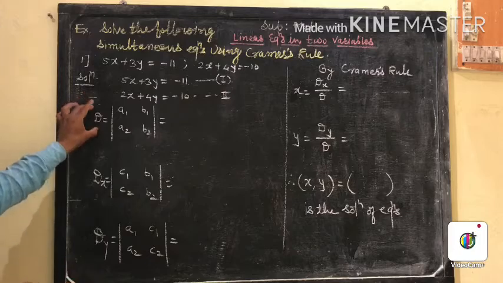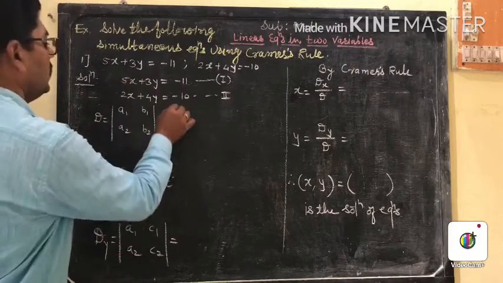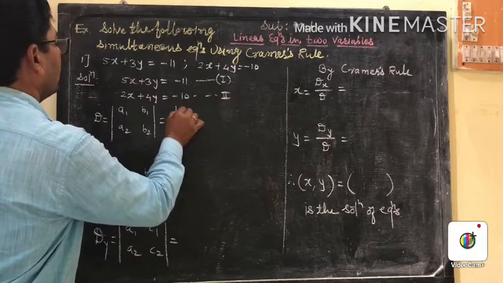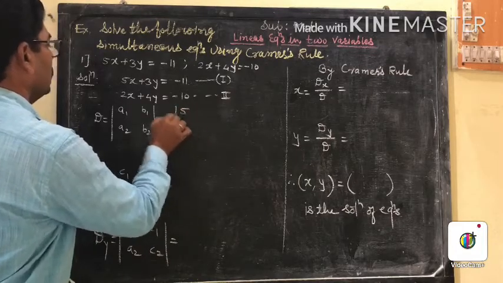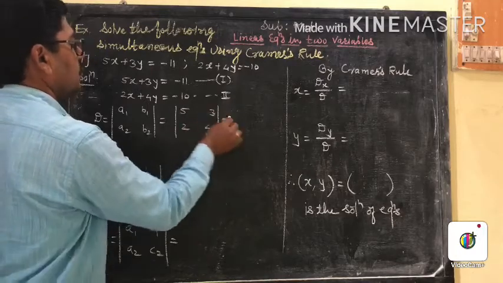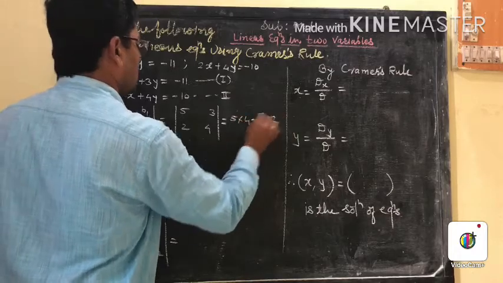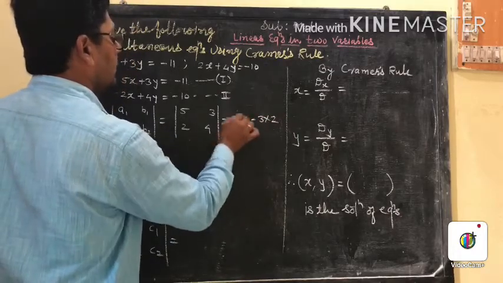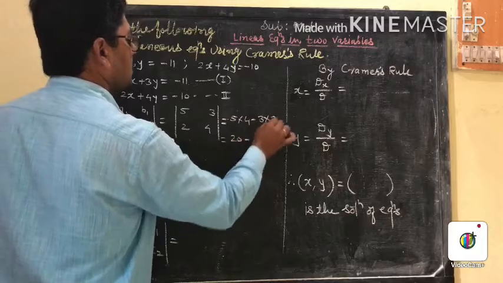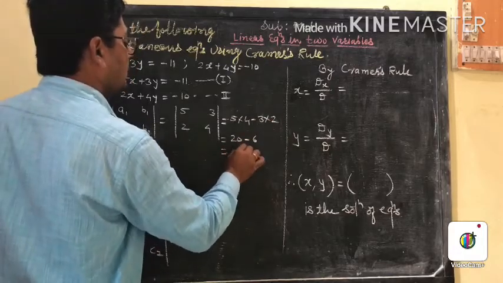Means the determinant D is a1 a2 b1 b2. Now write down a1 a2: 5 2 plus 3 4, and the value is 5 into 4 minus 3 into 2, that is 20 minus 6, which is plus 14.